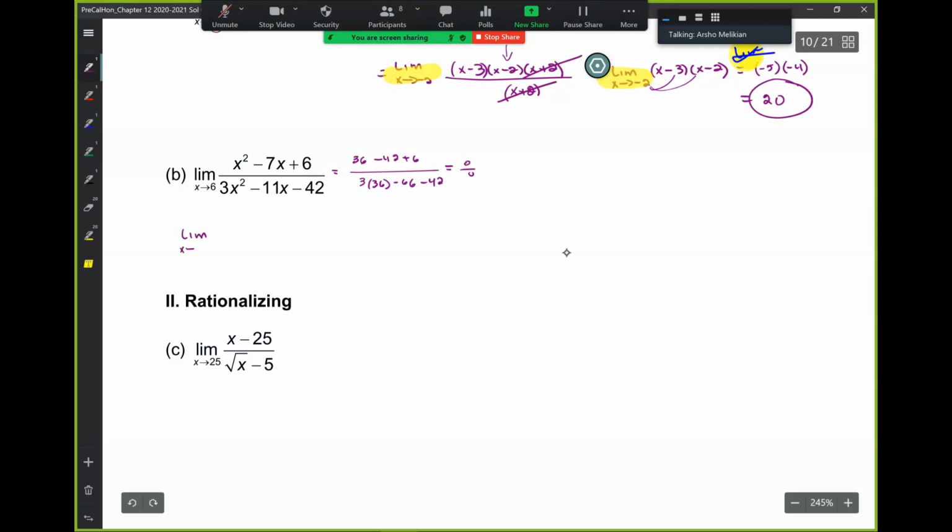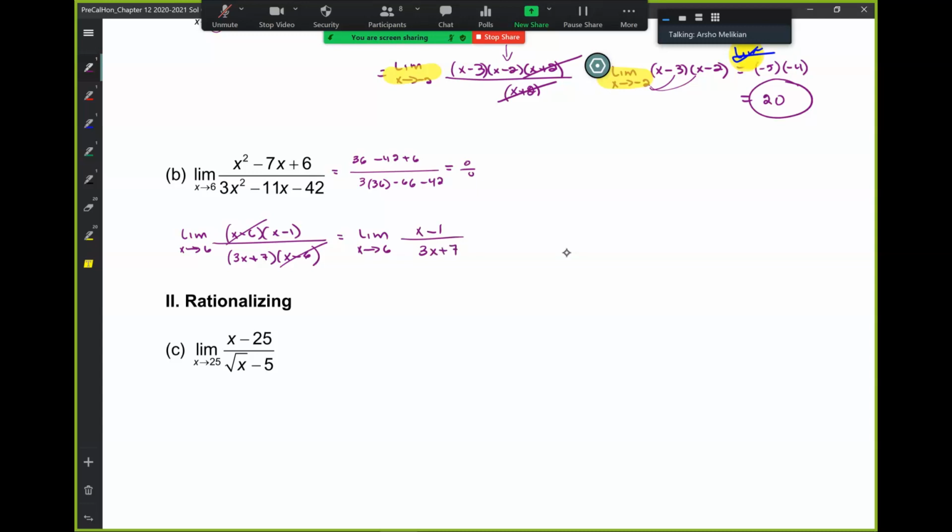So now, limit as x approaches 6, factor the numerator, x minus 6, x minus 1. Factor the denominator, 3x plus 7, x minus 6. There's got to be something for them to cancel out, otherwise you wouldn't even have had an issue. So those go away. So now I have limit as x approaches 6 of x minus 1 over 3x plus 7.